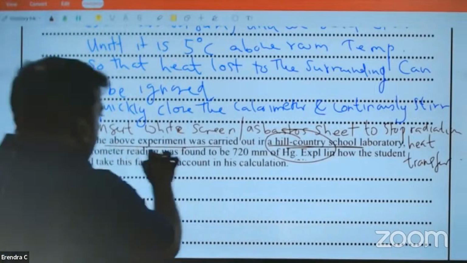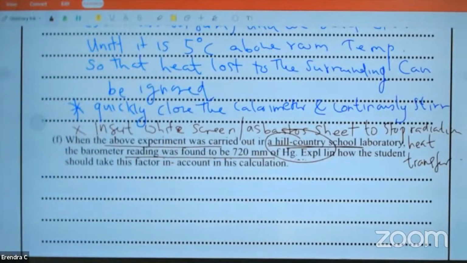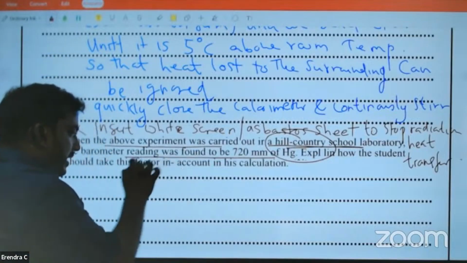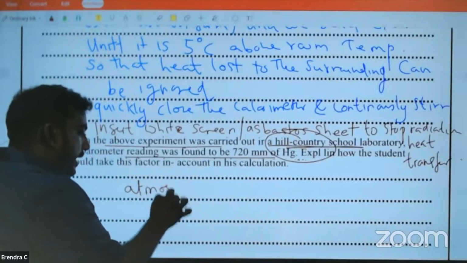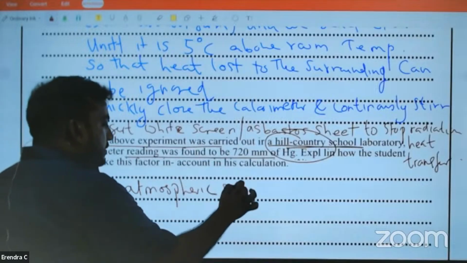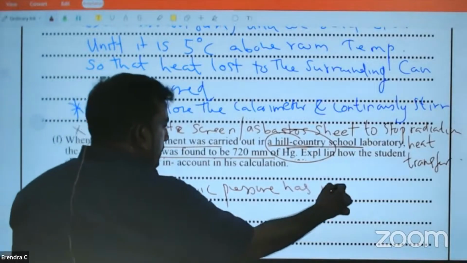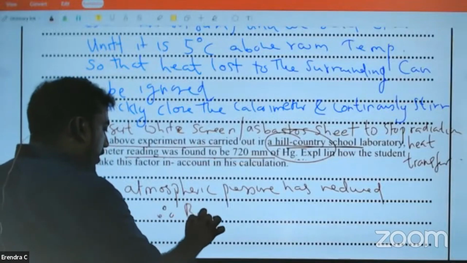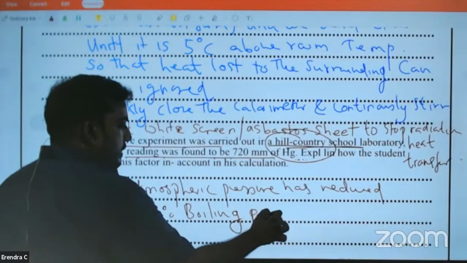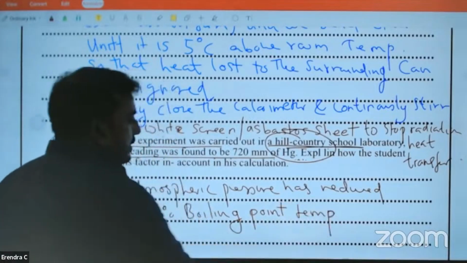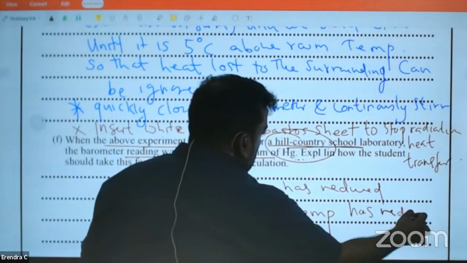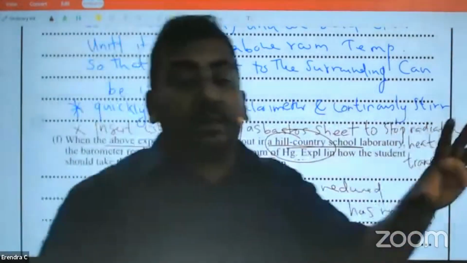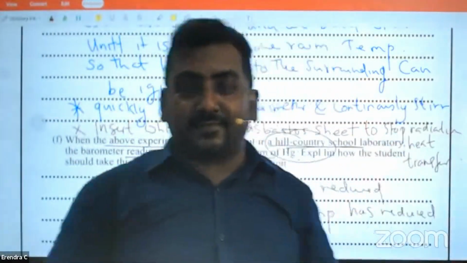Barometer reading was found to be 720 millimeter mercury. Explain how the student should take this factor into account. Atmospheric pressure has reduced. Therefore, boiling point temperature has reduced. So we must consider now no more the boiling point is 100 degrees. It's less than that. Right.